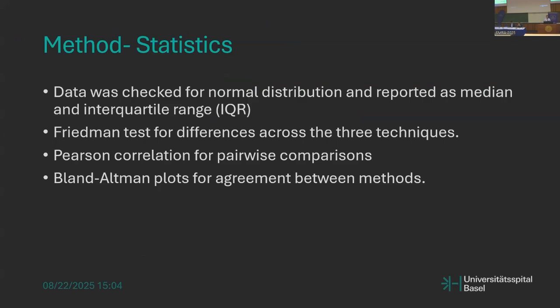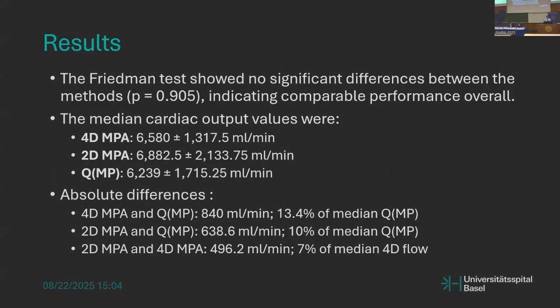So first we checked the data for normal distribution and reported it as median and interquartile range. Then to compare the methods, we used the Friedman test to assess the differences across the 3 techniques. Pearson and Bland-Altman plot were used to evaluate the pairwise correlation and agreement. Now let us dive into the results.